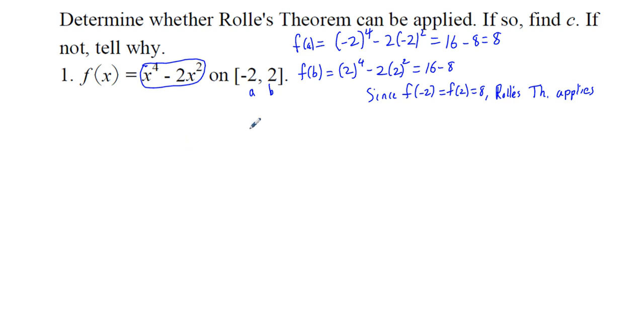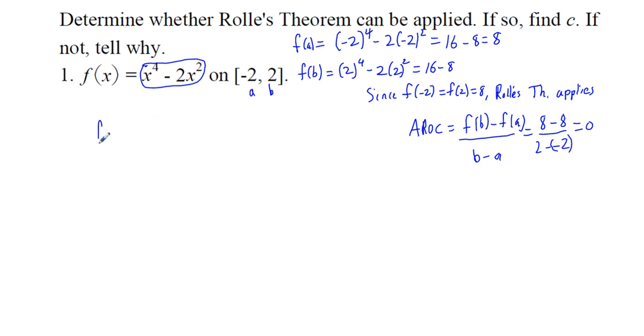So now we're going to go to the step. Now, as far as what AROC is, we're going to have f of b minus f of a over b minus a. In this case, we're going to have 8 minus 8 over 2 minus negative 2. Well, 8 minus 8 in the numerator is 0, so that's going to be 0.